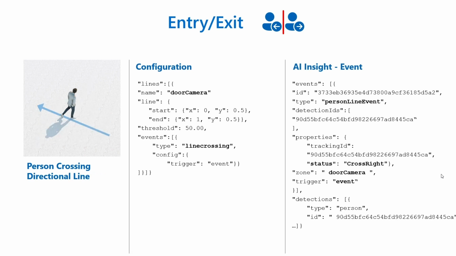Additionally, we have the person crossing a directional line operation. Instead of a polygon, you configure a line or more, and the container is going to emit events when a person crosses a line. To the right, notice the status field in the JSON sample, which is cross right. That indicates that the person crossed the line from left to the right, or in other words, from west to east. Again, the line is directional, and this is best used for cameras located at doorways, where you can determine when a person leaves or enters through the doors.